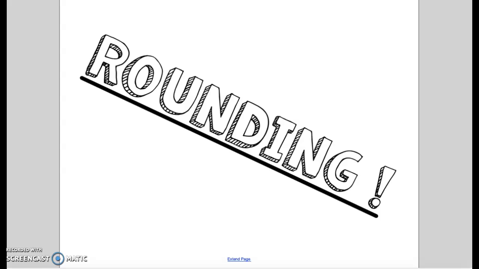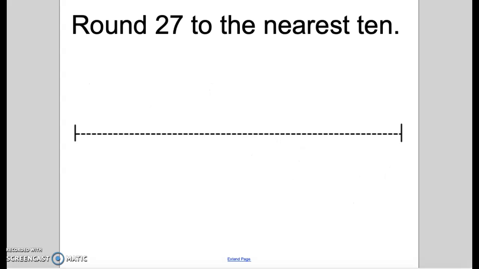So in this little tutorial, we're going to do 3 examples. The first example is going to be a 2-digit number rounded to the nearest 10. The second example is going to be a 3-digit number rounded to the nearest 10. And the last example is going to be a 3-digit number rounded to the nearest 100. These are all skills that we learned this week, so I wanted to get ahead of it for you all and teach you. So without further ado, let's go on to our first example.